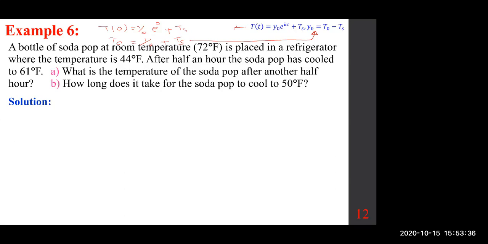Okay. A bottle of pop at room temperature, which is about 72 degrees Fahrenheit, is placed in a refrigerator where the temperature is 44 degrees Fahrenheit. After half an hour, the soda pop has cooled to 61 degrees. Okay. So what is the temperature after another half an hour? And how long does it take for it to cool to 50 degrees Fahrenheit?